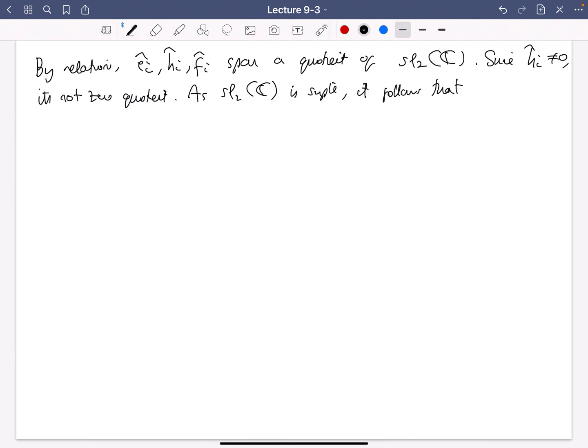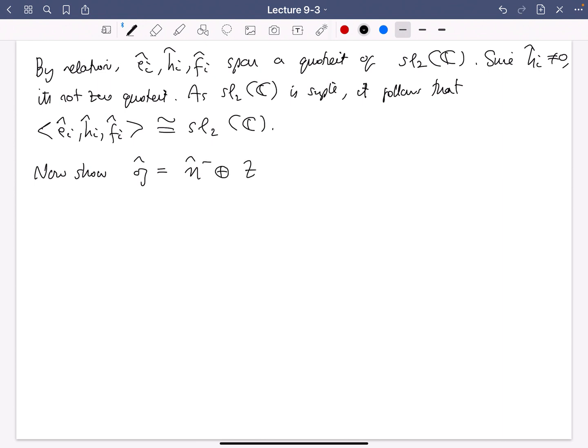So we deduce that actually the span of E_i hat, H_i hat, and F_i hat is three-dimensional and isomorphic to SL2 of C. So now I've got to show that this Lie algebra g hat is the vector space direct sum, as I wrote, n minus direct sum t hat, which we now understand, direct sum n plus.